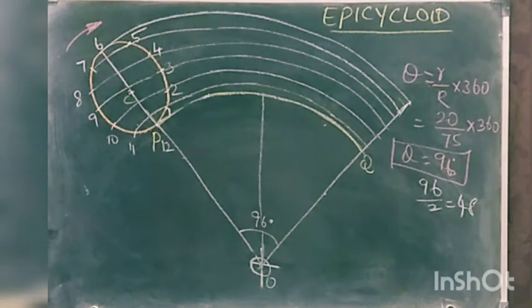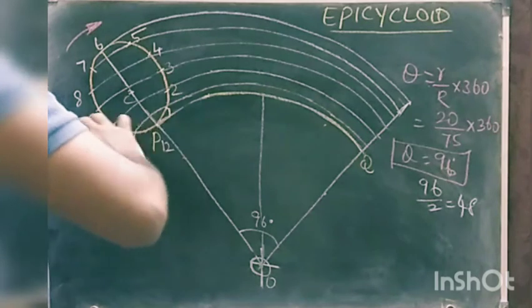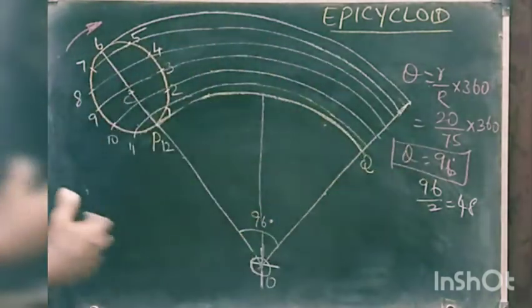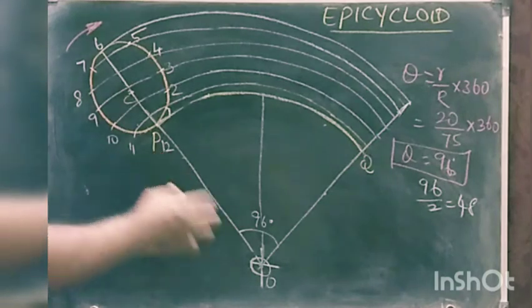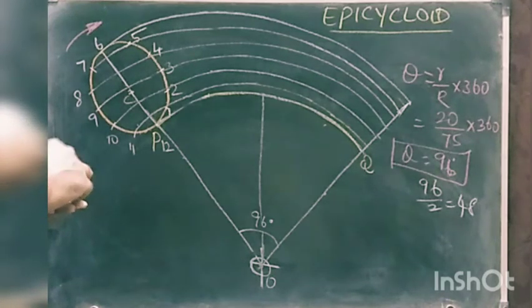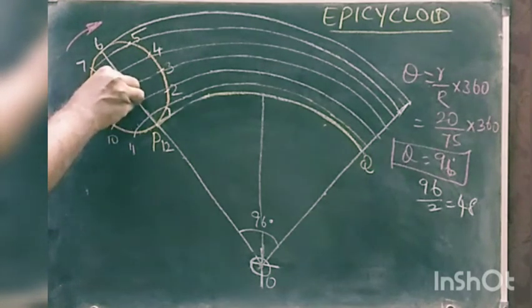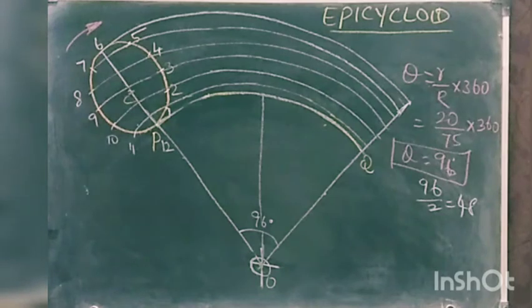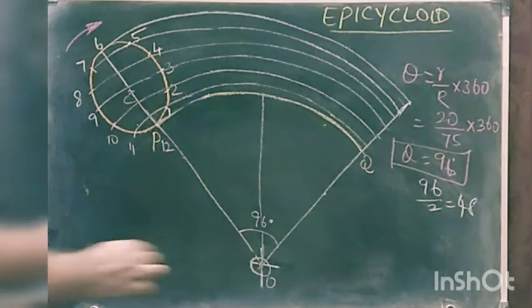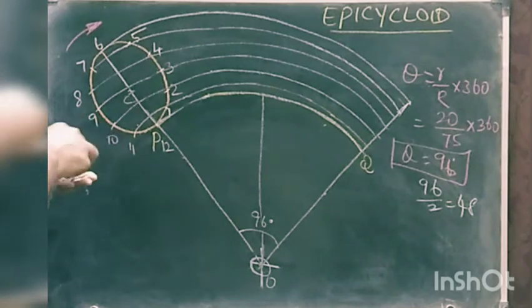Now the next step. I have got this sector. I have divided the rolling circle into 12 divisions, and at each and every point I have drawn concentric arcs here. My next step is to capture the center point. Before that, I want to tell you one important thing. Here the center point is the rolling point center. From this OC as center, place your compass at the point C and just draw an arc.